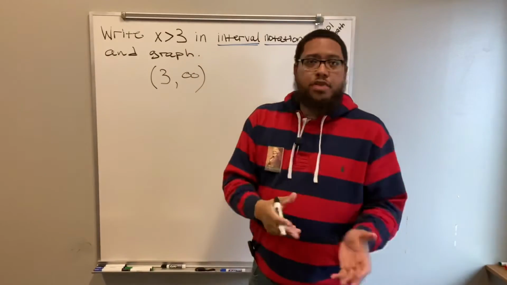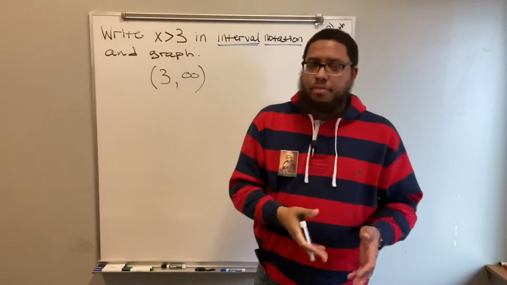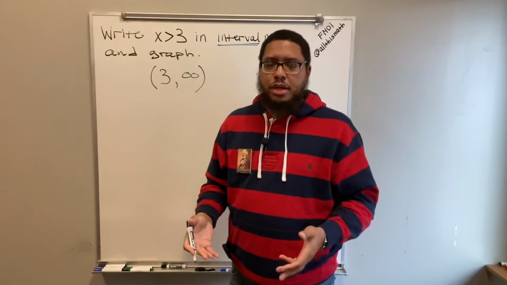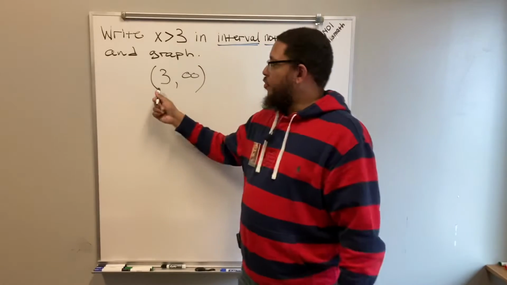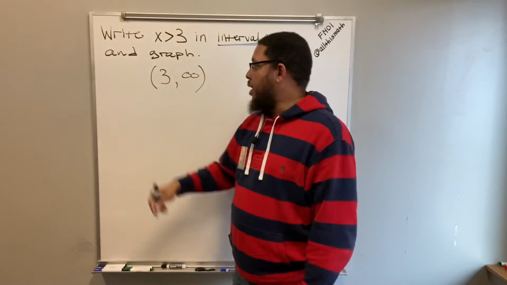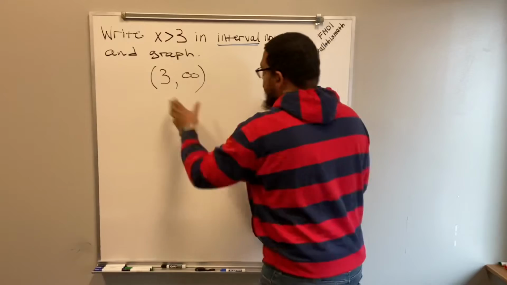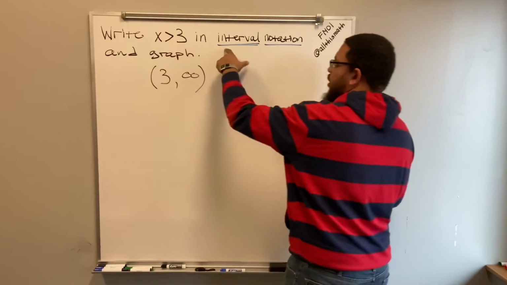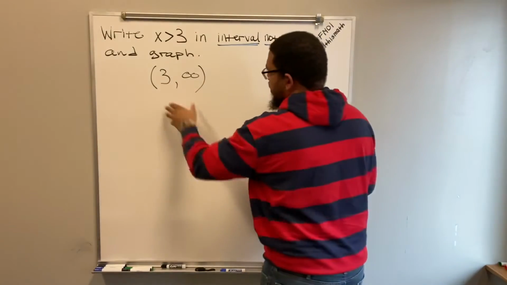Just like in another example, if x was less than 3, that doesn't mean that 3 will be included. It would still be less than, so therefore, use a parenthesis. All right, so this is interval notation right here. Boom. So when you want to take something from set notation and put it in interval notation, this is how it should look.